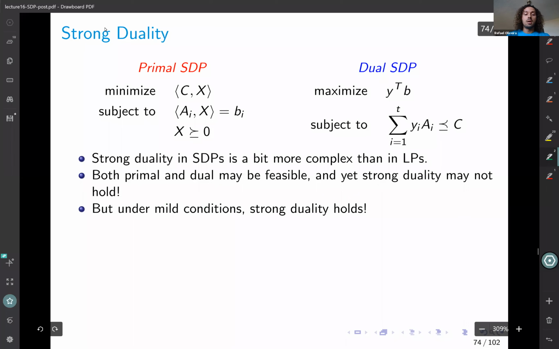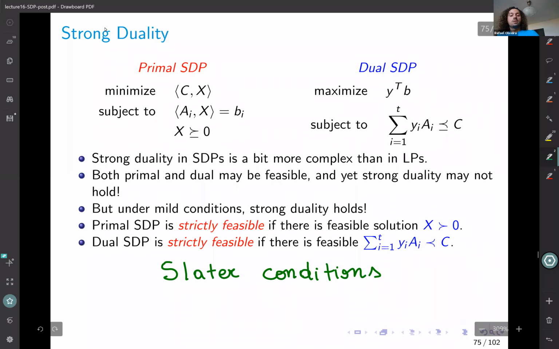But on the upside, under very mild conditions, strong duality holds, okay? So this kind of pathological case where we don't have strong duality is not really a huge complication of semi-definite programming, okay? It's just a mild complication. And let's discuss some of these mild conditions. So one of these conditions is the following.